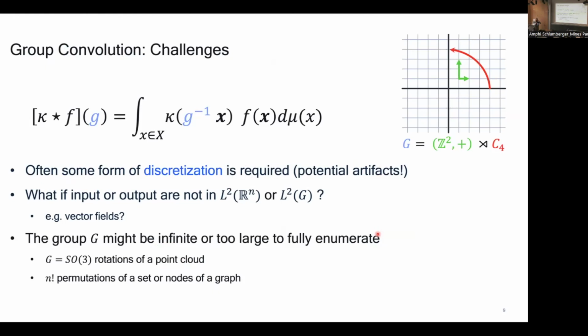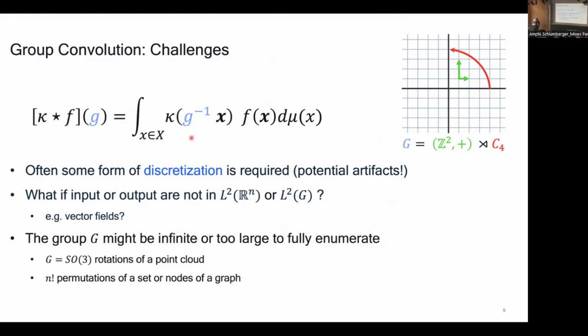Group convolution is a very generic and powerful framework that allows us to build a wide variety of equivariant networks. So why do we need the next 50 minutes of the talk? While the abstract formulation is very general, there are some challenges that arise during implementation.